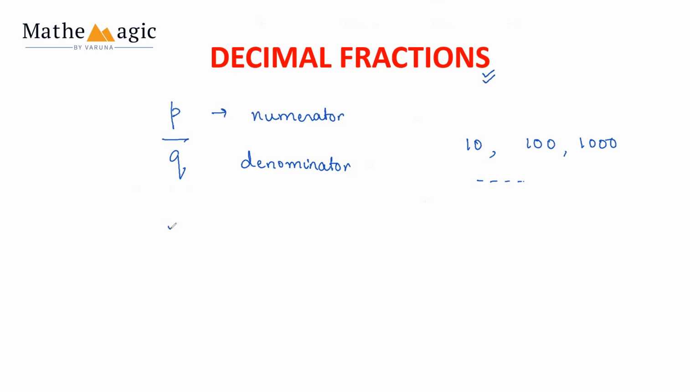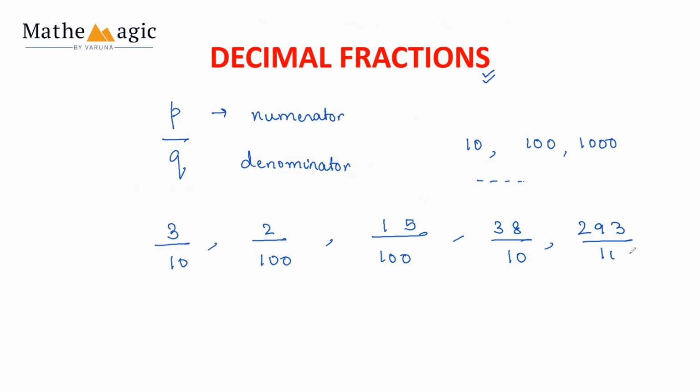For example, if I take 3 over 10, that's a decimal fraction. 2 over 10, 100 is a decimal fraction. So if I say 15 over 100, that's also a decimal fraction. 38 over 10, it's again a decimal fraction. Another example is 293 over 10, decimal fraction. 1537 over 100. So all these are examples of decimal fractions. So any fraction which has denominator as a multiple of 10 becomes a decimal fraction.